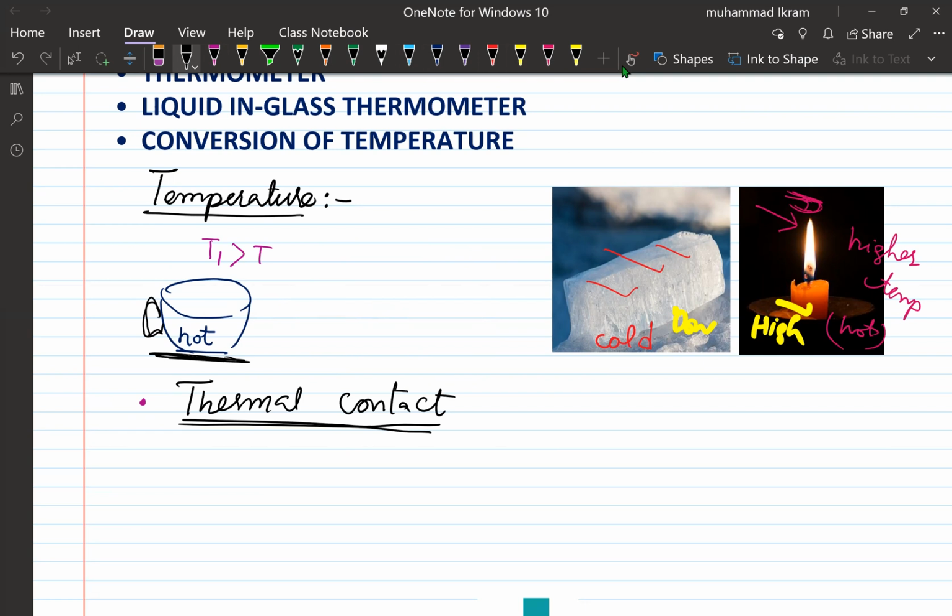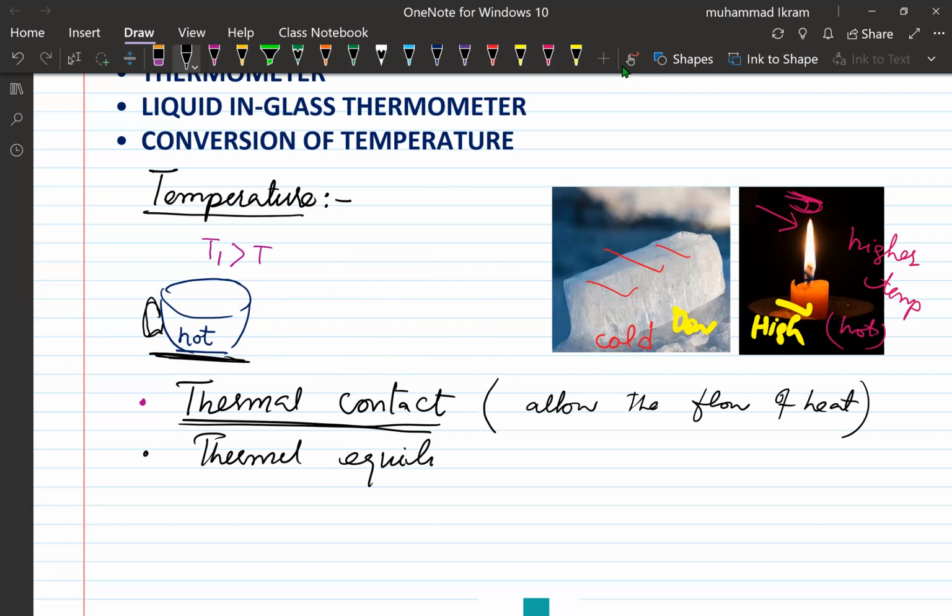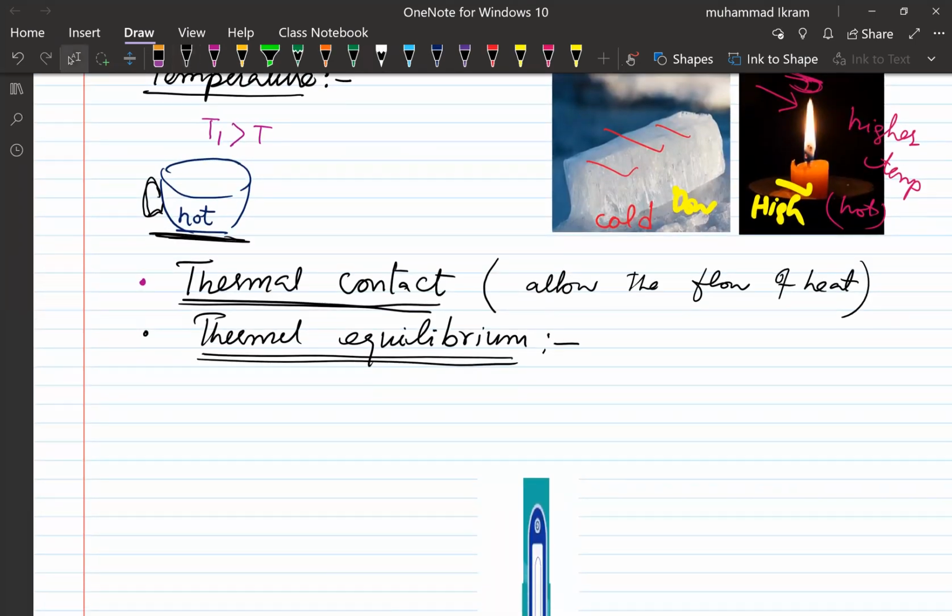So whenever two bodies are in thermal contact, thermal contact always allows the flow of heat from one body into another body. And we say that the bodies are in thermal contact. And then there is thermal equilibrium. This is very important for the designing of the thermometer. Now, what is thermal equilibrium? Whenever two bodies are brought into thermal contact, heat will flow from hot bodies to the cold bodies until both the bodies attain the same temperature. And we say that the bodies are in thermal equilibrium.